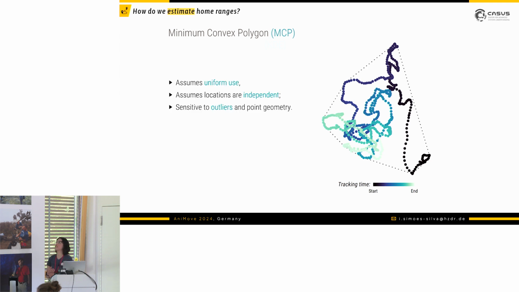So obviously, there's plenty of methods in the literature to estimate home range. Like I was showing earlier, the minimum convex polygon is very common. It's still used, and you can find it in papers sometimes, especially for comparative purposes and some niche times where you can use them. But essentially it assumes uniform use, assumes locations are independent, and is sensitive to any outliers and point geometry, right? And obviously, there's always the problem of accounting for areas that are not necessarily being used by the animal.